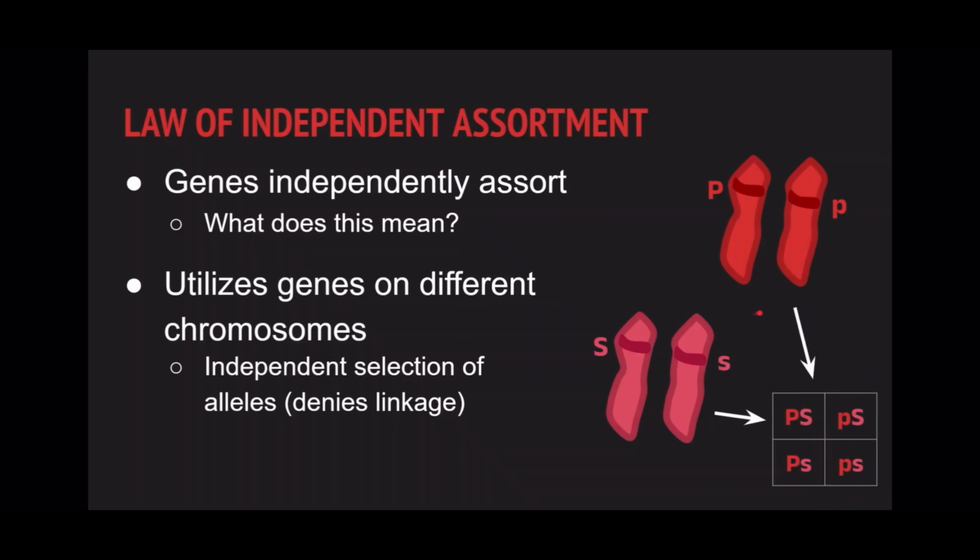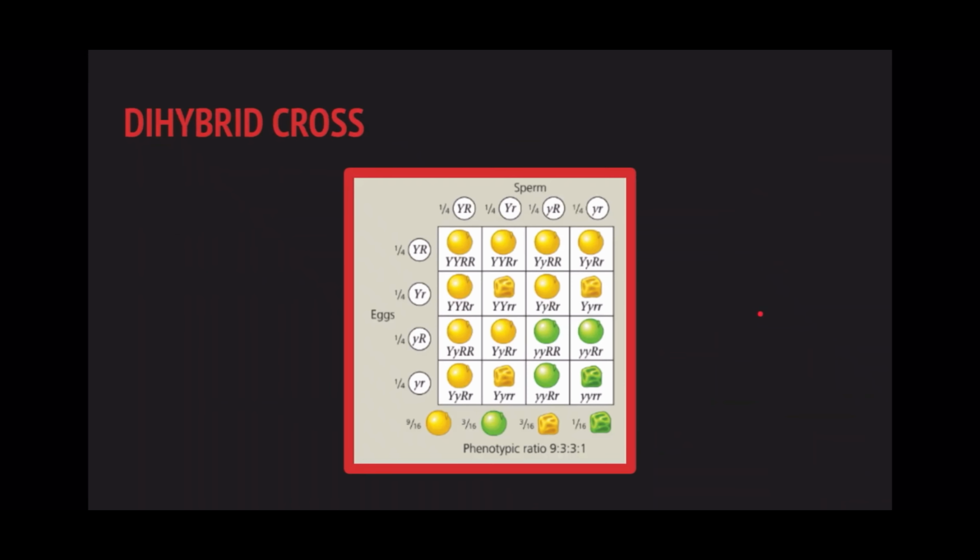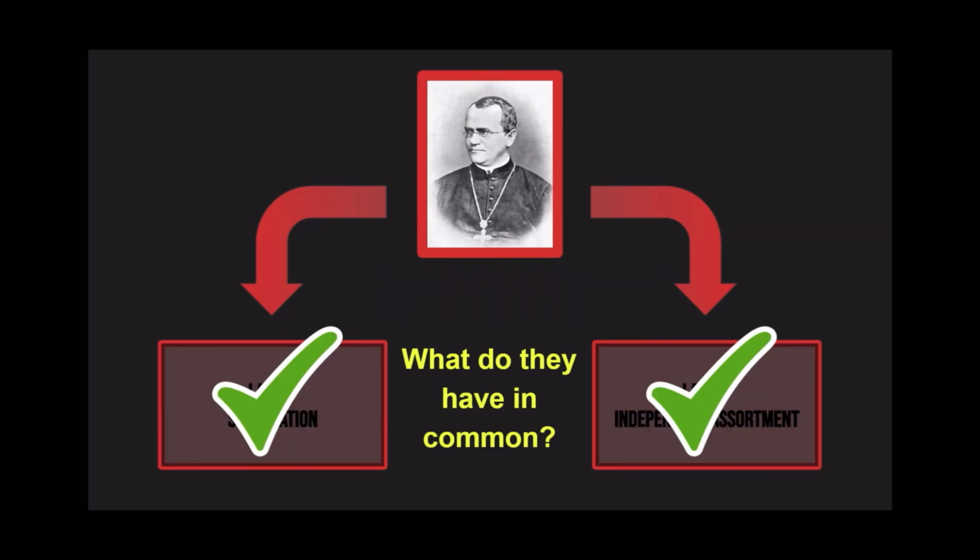This means that the inheritance of one trait, like seed shape, doesn't affect the inheritance of another trait, like seed color. In a dihybrid cross, the phenotypic ratio of offspring is always going to be 9 with both dominant traits, 3 having dominance for trait 1 and recessiveness for trait 2, 3 with recessiveness for trait 1 and dominance for trait 2, and 1 with both recessive traits. And this is assuming that Mendel's law of independent assortment is in action, that a dihybrid cross between two heterozygous parents would result in this ratio.